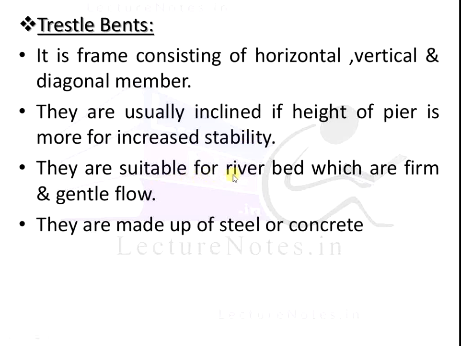They are suitable for river beds which are firm with gentle flow, and they are made of steel or concrete also. This type of trestle bent is suitable where the river bed is firm with gentle flow, and it is constructed of either steel members, concrete members or RCC members.